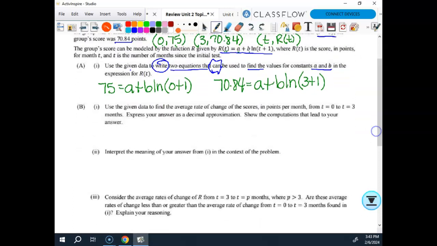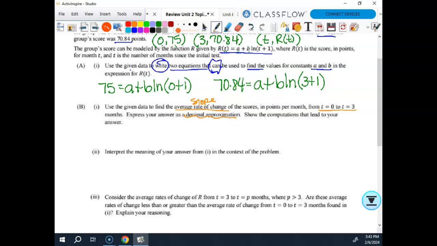So I know that average rate of change just means slope, per month from 0 to 3 months. Express your answer as a decimal. This is what I was talking about today in class. It's not going to be pretty when we're done, and that's totally fine.